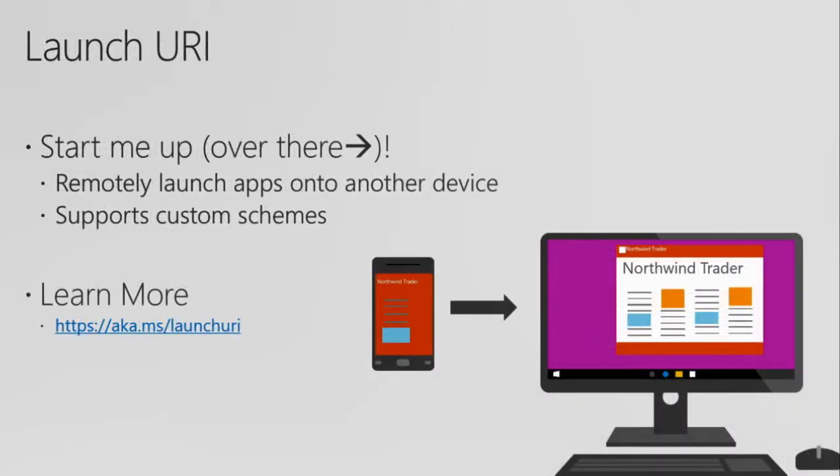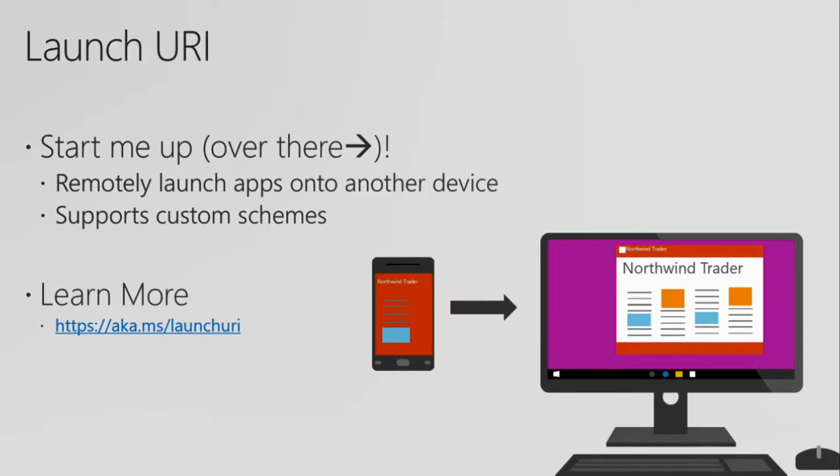The next is kind of what we've already seen in the demo before, which is Launch URI. What Launch URI effectively does is say, hey, start me up, but start me up over there on a different device. And this is really the first motion to bring up an application into the foreground on Windows. When I did the first launch, it basically brought the application to the foreground, which is the important part.